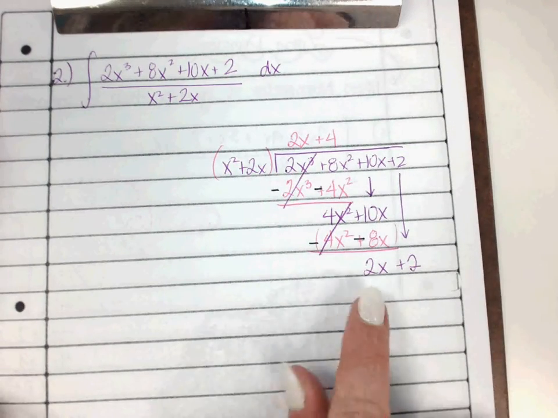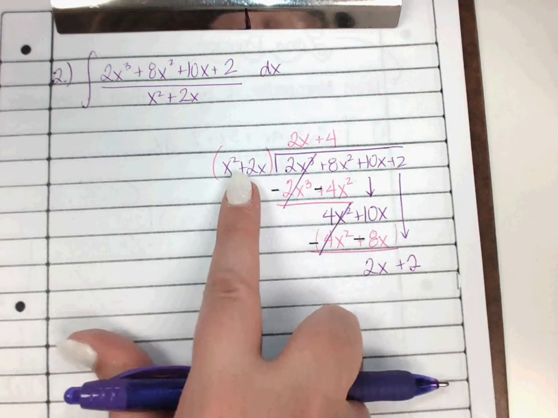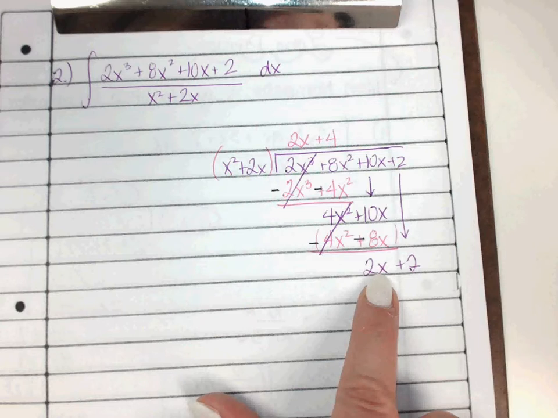Now, the remainder is when the power becomes smaller than the power of the divisor. So if this is an x squared and that's only a 2x, that makes this the remainder. Does that make sense?